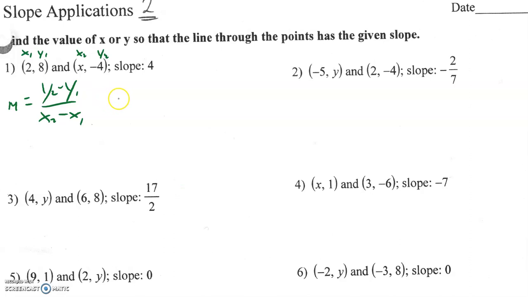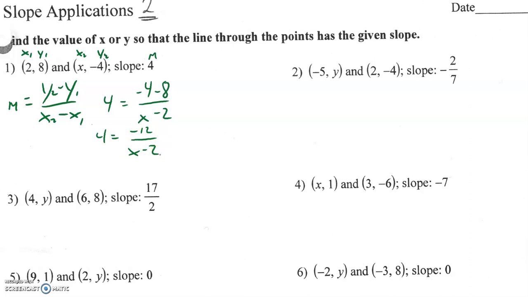If I write this out, I have a slope of 4, because I know my slope is 4, that's my m value, equal to negative 4 take away 8 over x, which is what I'm looking for, minus 2. Now I just have to solve for my x value, and this is where some basic algebra kicks in. I've got my 4 over here. Negative 4 take away 8 is minus 12, and that is over x minus 2.